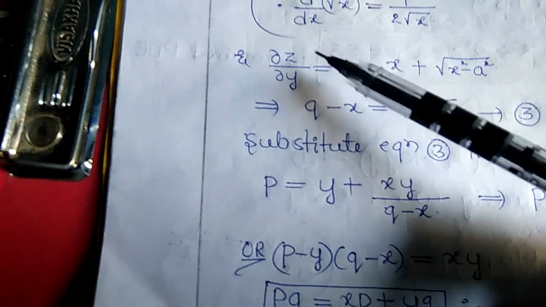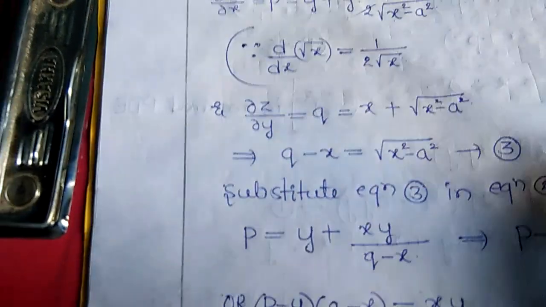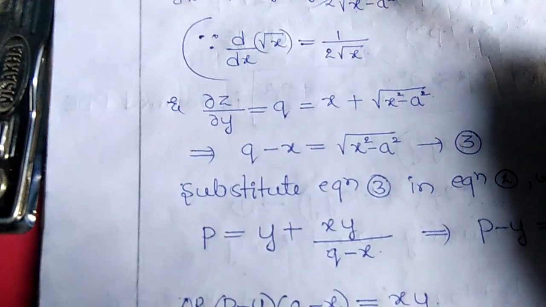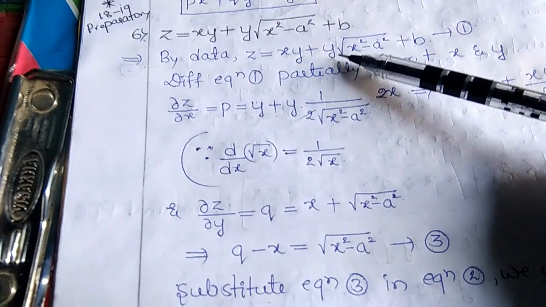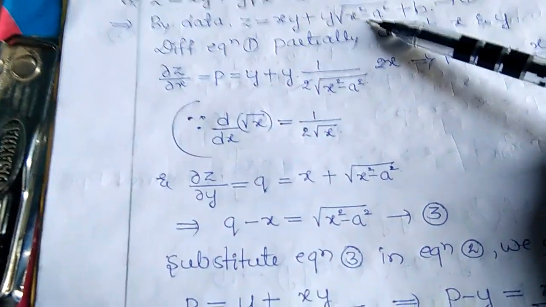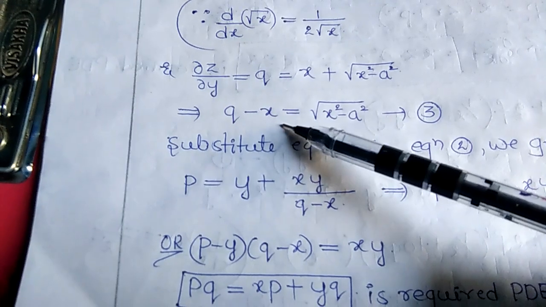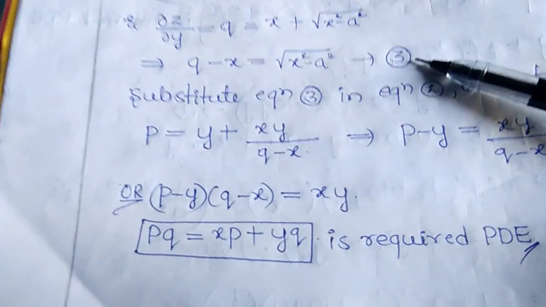And differentiate with respect to y, which means dou z by dou y is equal to q, which is equal to, x is a constant, differentiation of y is 1, plus differentiation of y is 1. This is treated as a constant, so keep it as it is. So q minus x is equal to square root of x square minus a square. Call this equation 3.